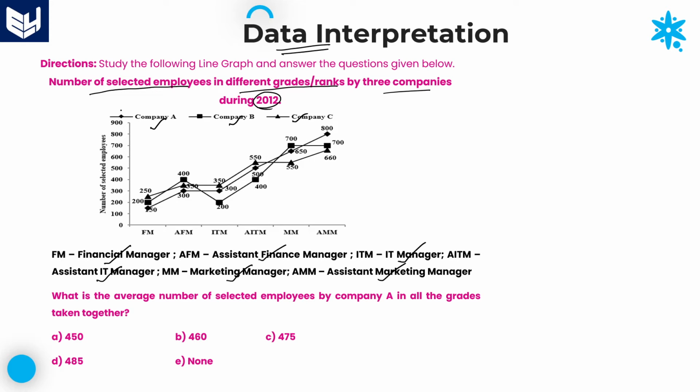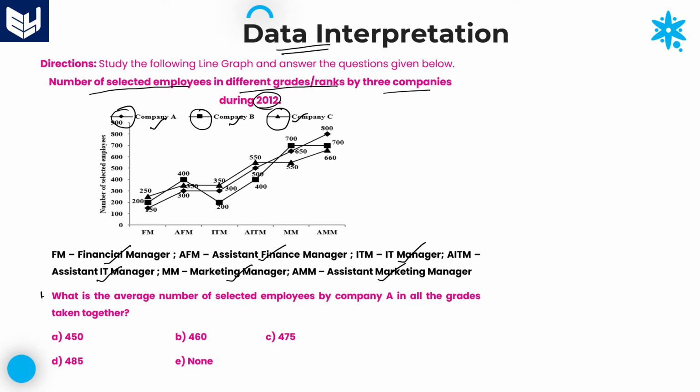Here, company A is the rhombus shape, company B is the square shape, and company C is the triangle shape. You have to be very cautious about these particular shapes while you are taking the values. This is the given information. It is very easy to understand and also very clear. So based on this information we need to solve the questions accordingly.